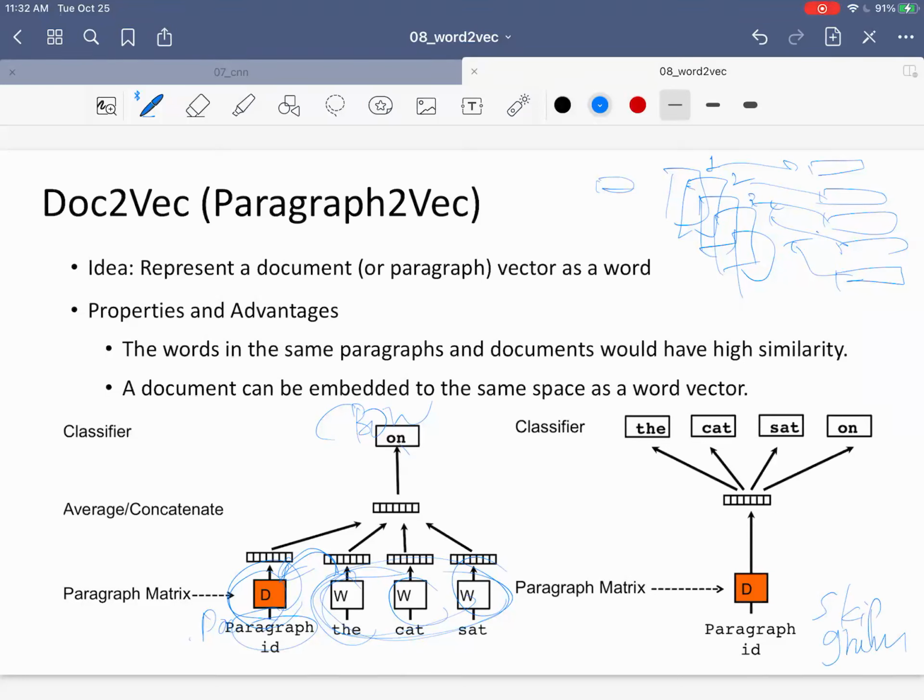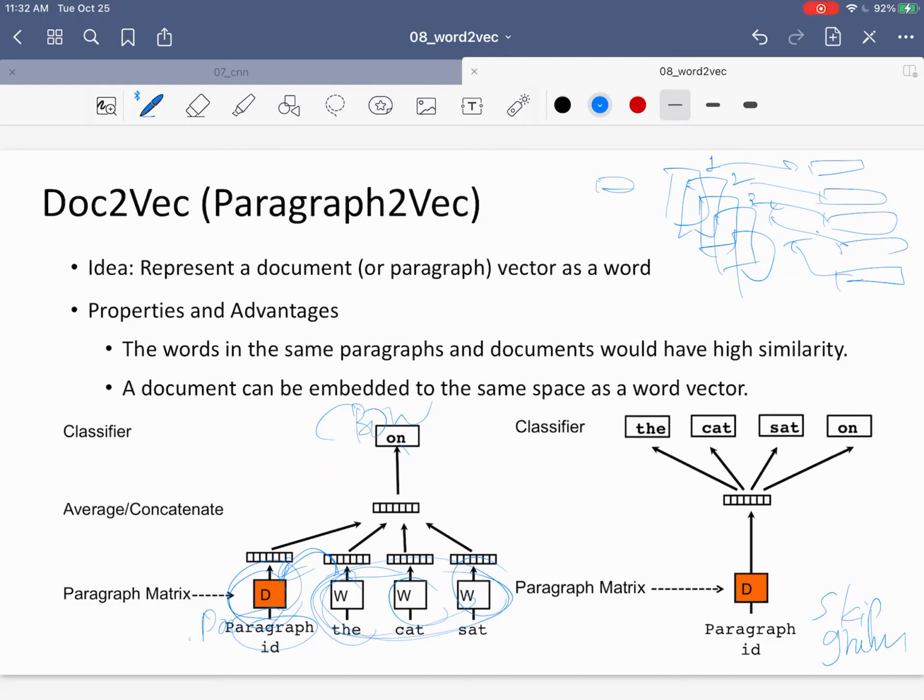Right, exactly like this. So once you've finished your training, you will have a document representation vector as well as word representation vectors. And then you can use those document representation vectors to do document clustering, search engines, document classification, or that kind of stuff. So it's a straightforward extension of word2vec.